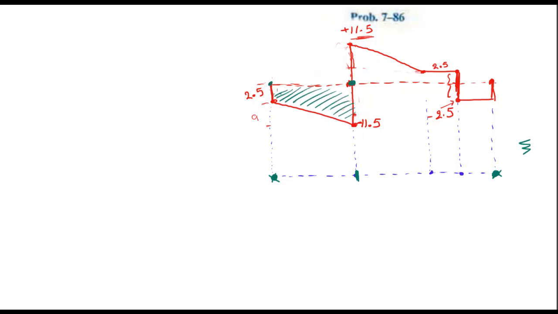The area of the shear is in the negative side. So I'm expecting my moment to be somewhere here. But what is the value I should put for this moment? It's exactly the area of this diagram. And what is the area of this diagram?